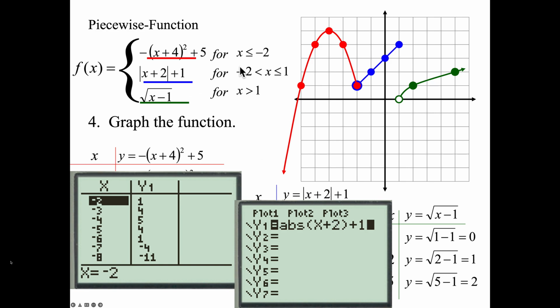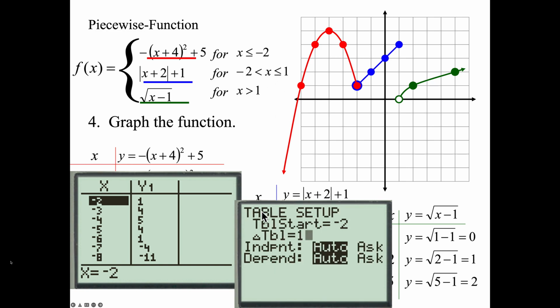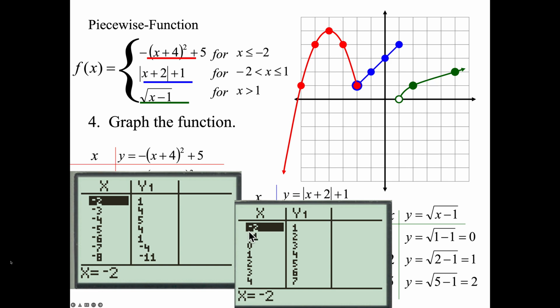All right, but now we want to start at -2. That's the same, but we don't want to count down. We want to count up. So again, second window for table setup, and now change your -1 back to a +1. Hit second graph, and there's my -2, 1, my -1, 2, my 0, 3, my 1, 4. That's as far as I want to go based on my domain restriction. -2, 1 is the open circle. Everybody else is closed.